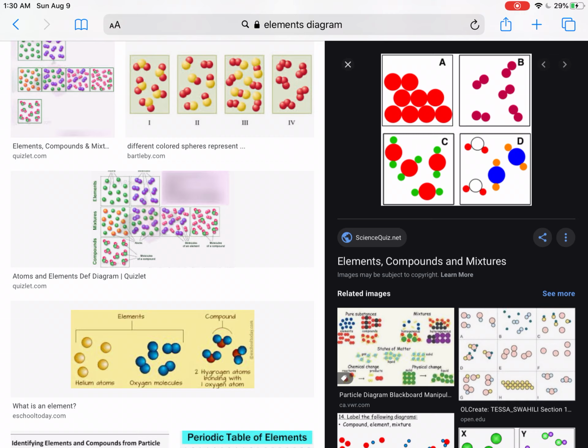We'll explain subatomic particles after we explain atoms, but let me show you a picture of an atom. So this should be a picture of an atom.